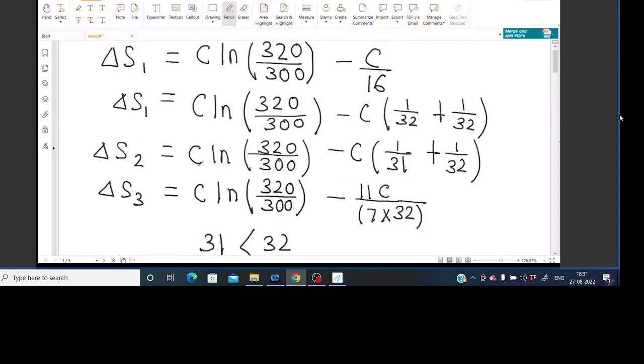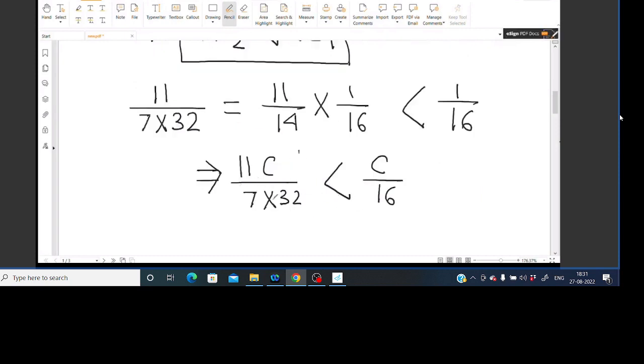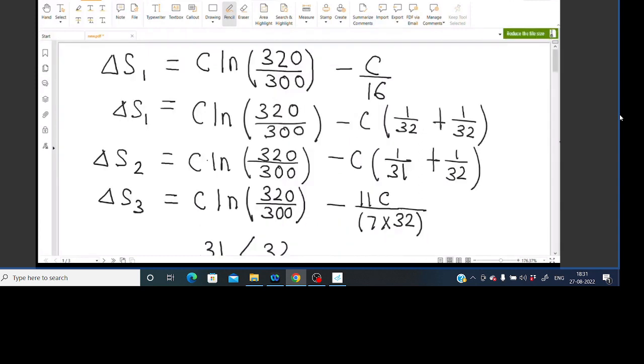In process 3, we have delta S3 equal to C log 320 by 300 minus 11C by 7 into 32. 11 by 7 into 32 can be written as 11 by 14 into 1 by 16, which is smaller than 1 over 16, as 11 by 14 is less than 1. So 11C by 7 into 32 is less than C by 16, or minus 11C by 7 into 32 is greater than minus C by 16. So the second term in delta S3 is greater than the second term in delta S1, and the first terms in both delta S1 and delta S3 are equal.